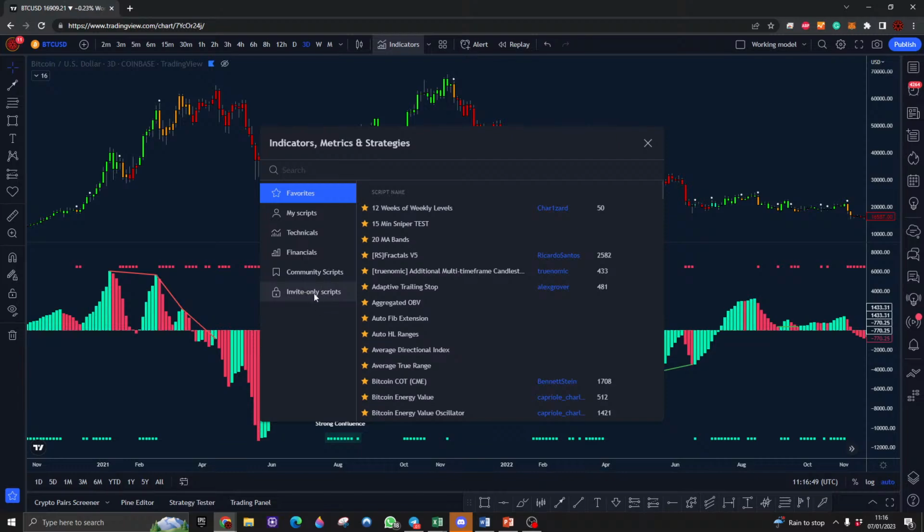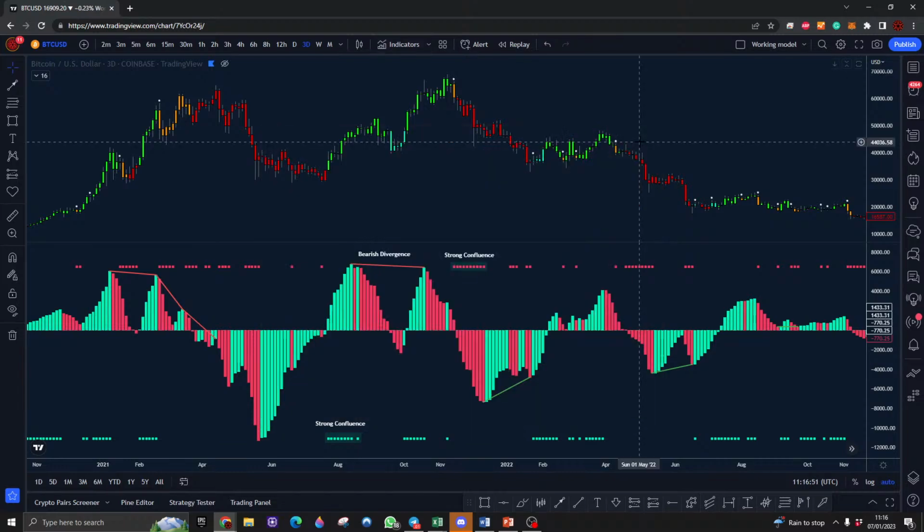So make sure that you go and check in your invite only scripts, and you'll be able to simply add this to the chart. If you've got any issues with that, please get in touch with support at decentrader.com, and they will assist you with understanding why not. So let's get into it then.